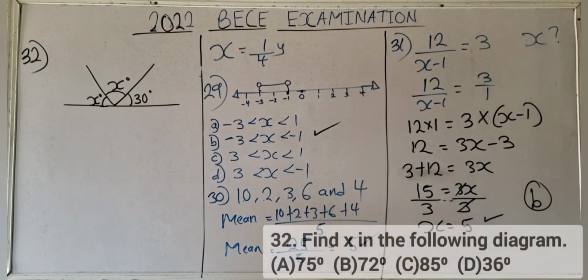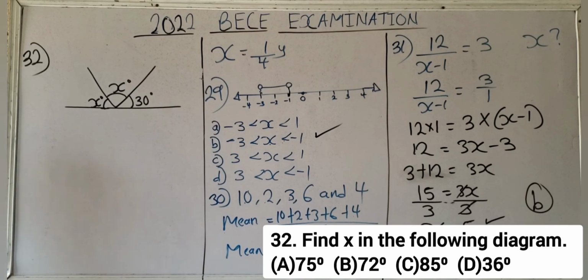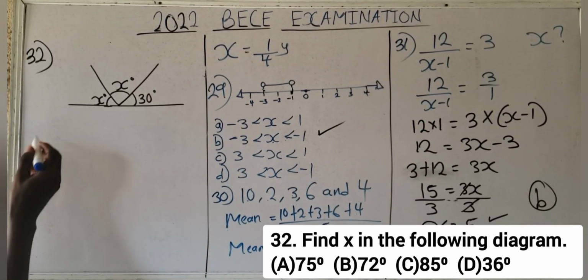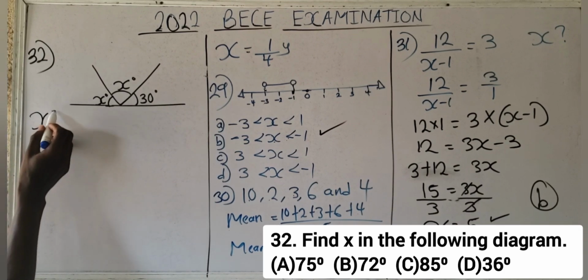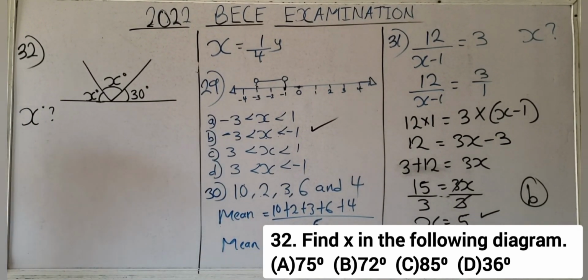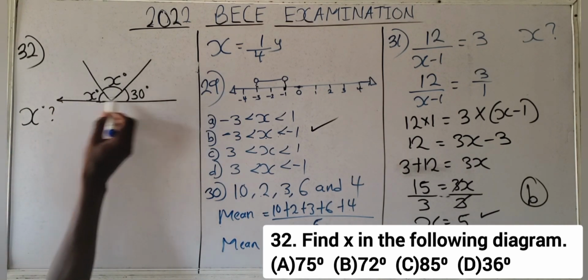For question number 32, find x in the following diagram. We are asked to solve for the value of x in this diagram. We don't know the value of x. Now, how do we find the value of x? You know from your basic mathematics that this line you see here is a straight line, you understand?